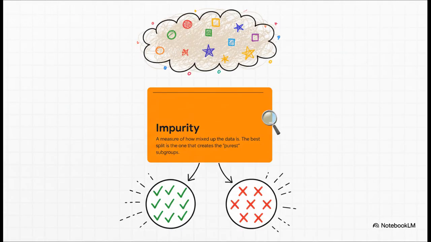The algorithm has one single mission: to reduce something called impurity. Just think of impurity as a measure of how mixed up a group is, right? A group of applicants that's 50-50 approve and reject is super impure. It's a total toss-up.